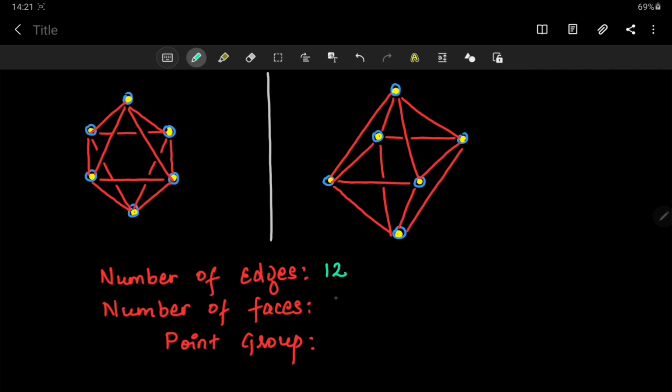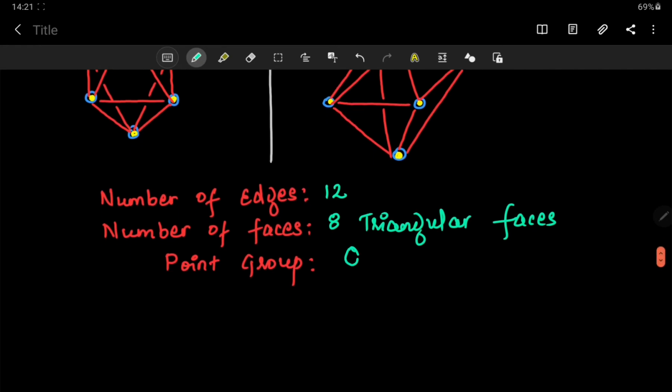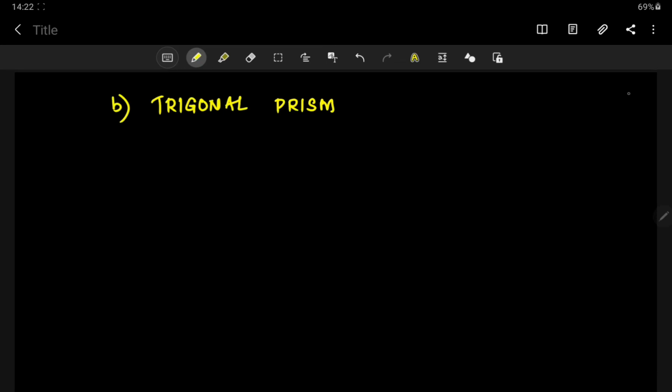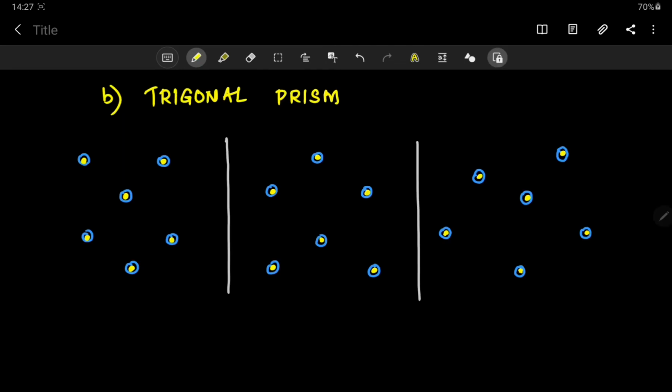In a similar way, at the bottom also we have four triangular faces, altogether making 8 triangular faces. Since every face is a triangular face, we can call it a deltahedra. There is a square plane that is embedded, therefore it should not be counted, and it belongs to the Oh point group with order of the symmetry being 48 symmetry elements. And that's octahedra with 12 edges and 8 triangular faces. Point group is Oh.